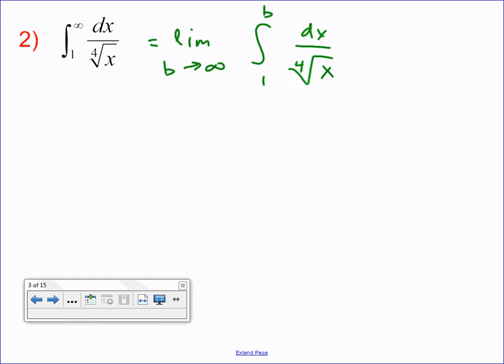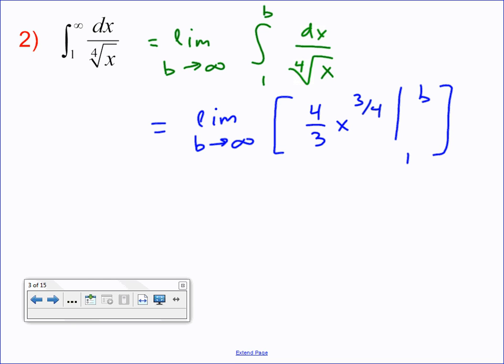Well, the current exponent on my power function is -1/4. Adding 1 to the exponent produces the antiderivative of x to the -1/4 plus 4/4, which is positive 3/4. Dividing by the new exponent is dividing by 3/4, which is the same as multiplying by 4/3. So I'm going to do 4/3 x to the 3/4, and leave it probably as a rational exponent. Is that cool? And we'll go from 1 to b.